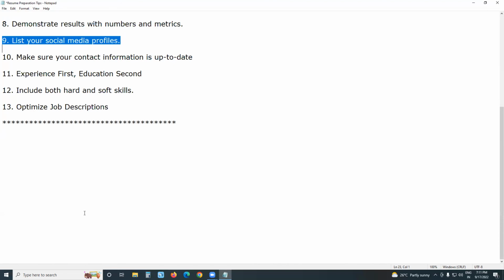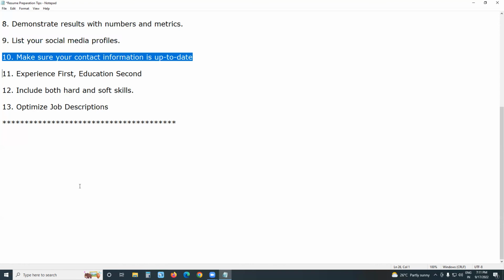blog if applicable. Next, make sure your contact information is up to date. After you change your email address, double check that the rest of the contact information on your resume is accurate. You don't want to miss any interview because you put the wrong phone number on your resume.